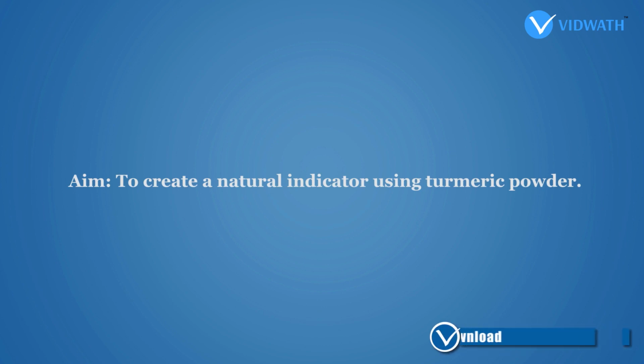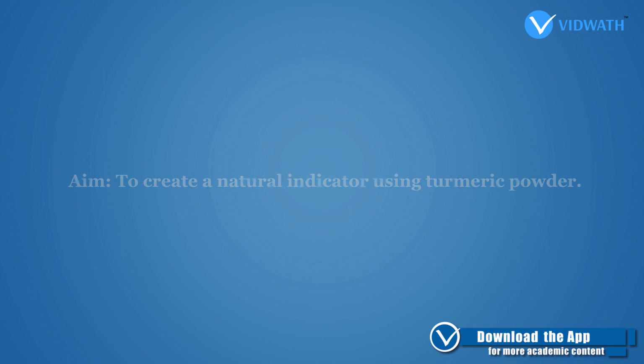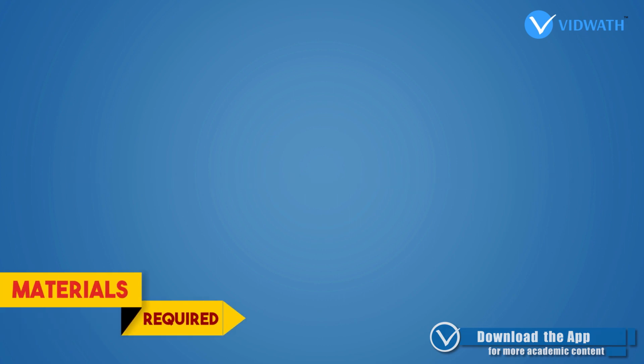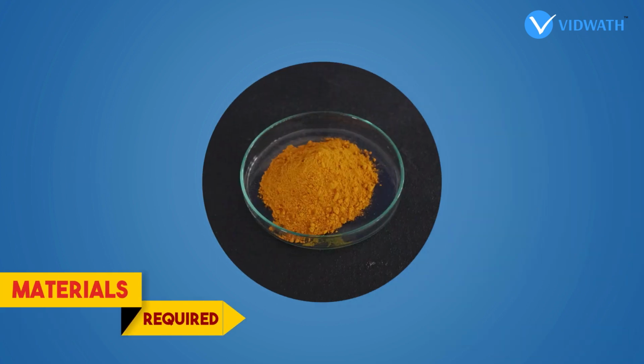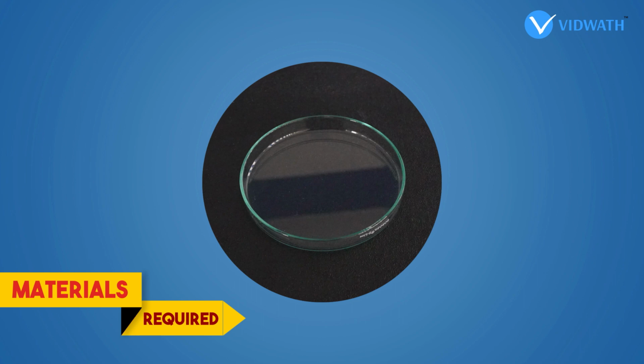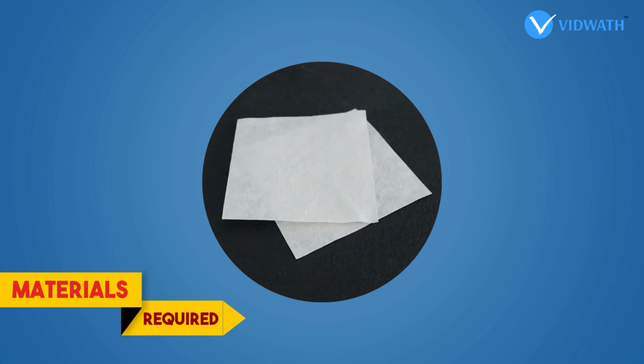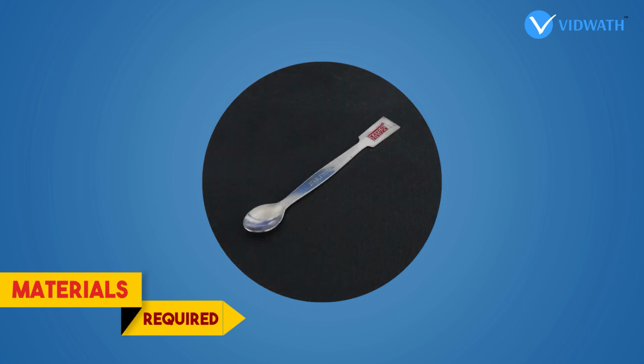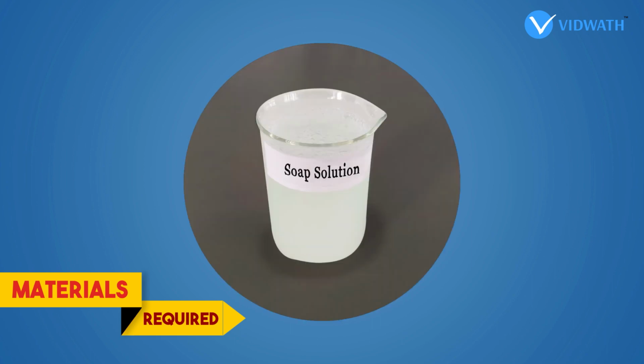A. To create a natural indicator using turmeric powder. Materials required: turmeric powder, Petri plate, filter paper, water, spatula, soap solution and dropper.